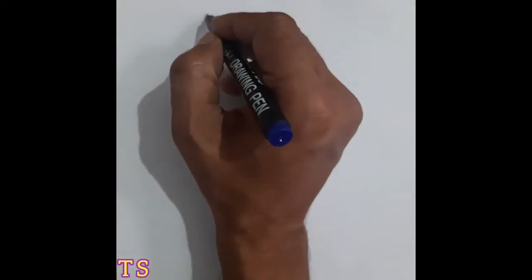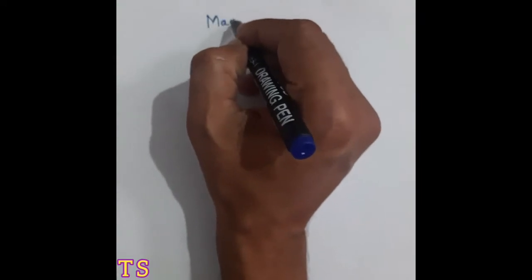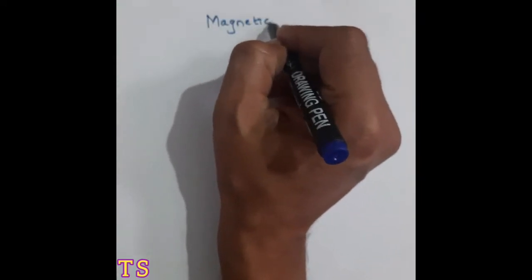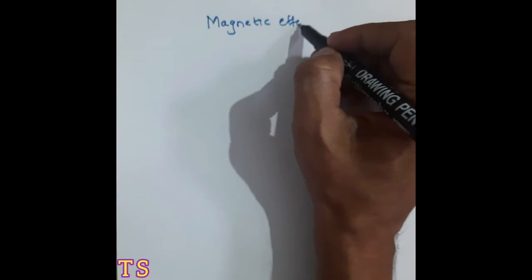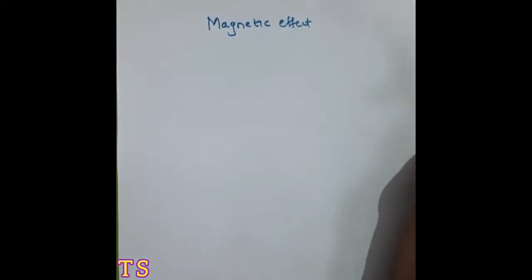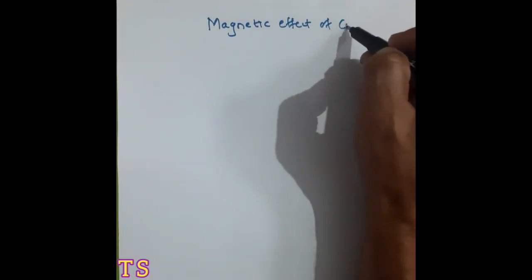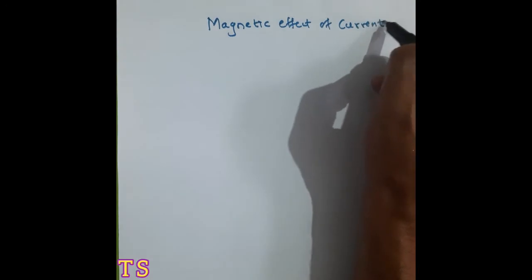Today we are starting with a new, important topic, and the name of the topic is the magnetic effect of current. So what will you learn in this particular topic? The chapter itself means magnetic effect of current. So obviously there is an electric current flowing in a wire.